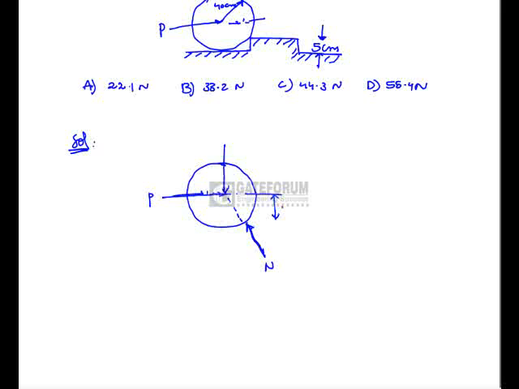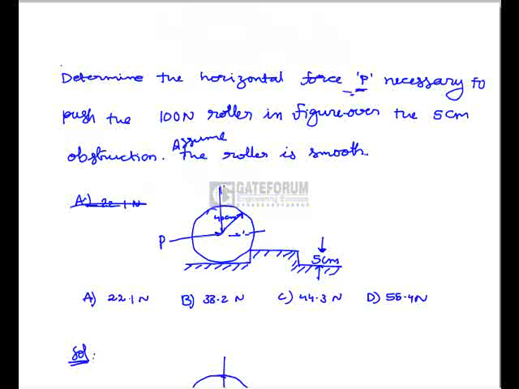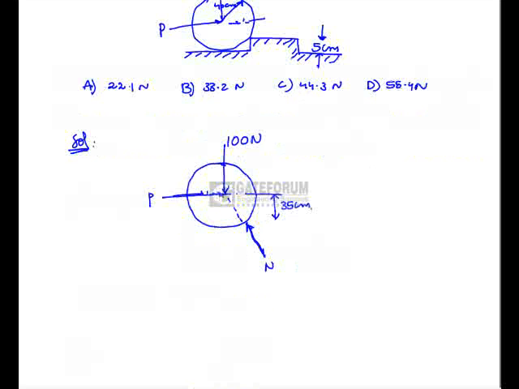So here the distance from the central axis is 35 centimeters, where the obstruction is 5 centimeters and the radius is 40 centimeters. Okay, this is the given free body diagram, and here it is a force of 100 Newton. Now first find out the angle subtended by the normal reaction. So let us say it is making an angle theta with the horizontal.